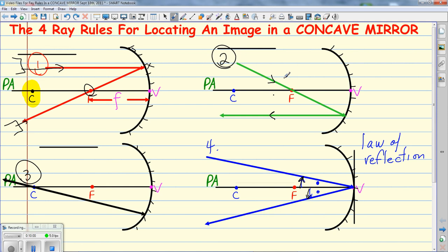Subsequent tutorials will talk about the 4 variables for locating the image in a convex mirror, and ultimately how to locate an image in these mirrors and what are the characteristics of each.